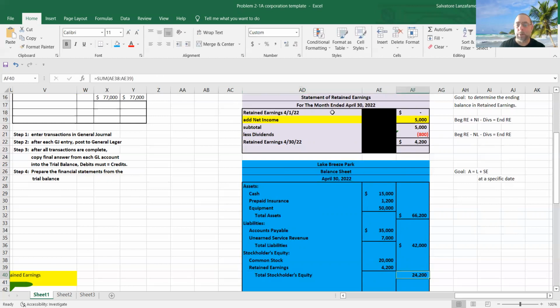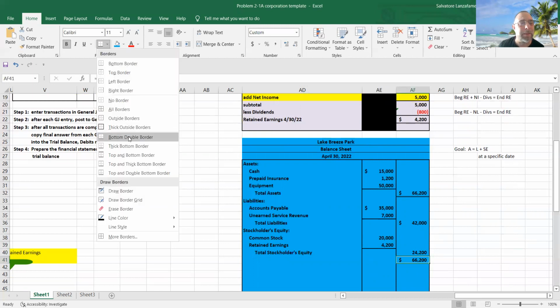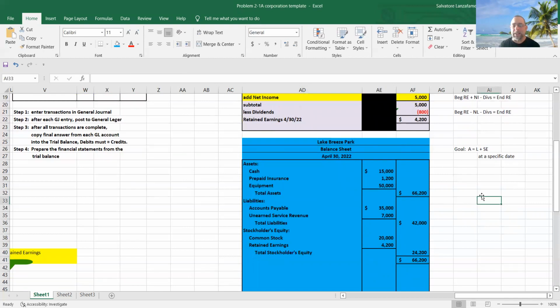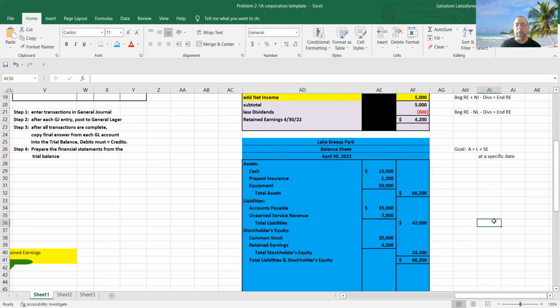And here comes that moment of truth. We're hoping, we're praying. Does 42,000 plus 24.2 equal 66.2? And it does. Yeah, and the crowd goes wild. Or at least in your head, you're so happy. So 66.2, that matches up top. The only thing left to do is to label that 66.2. So we'll call it total liabilities and stockholders' equity. And that is a balance sheet.